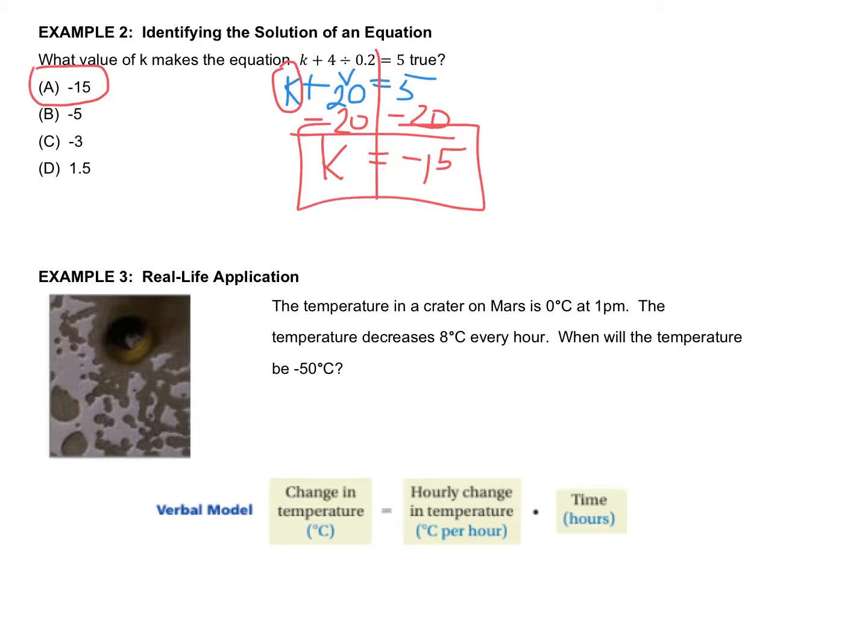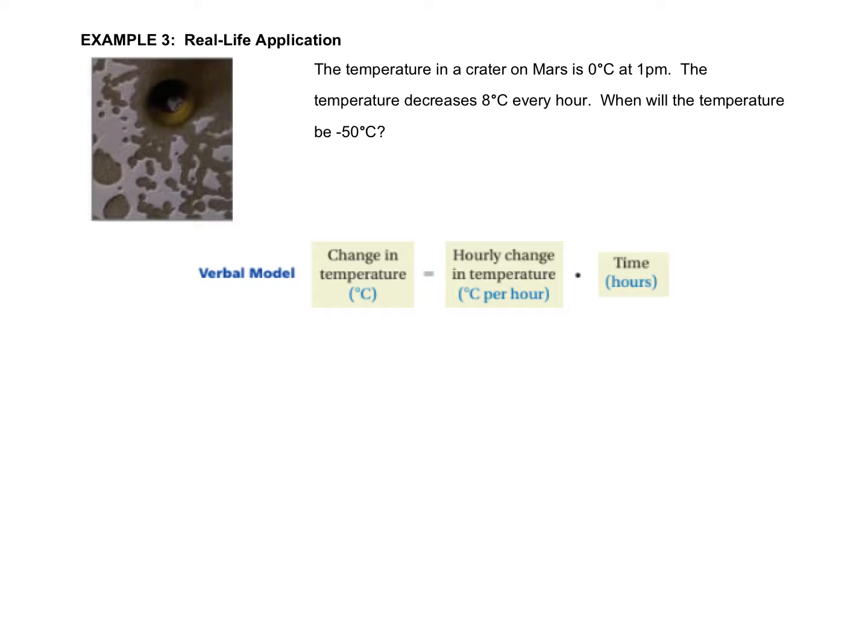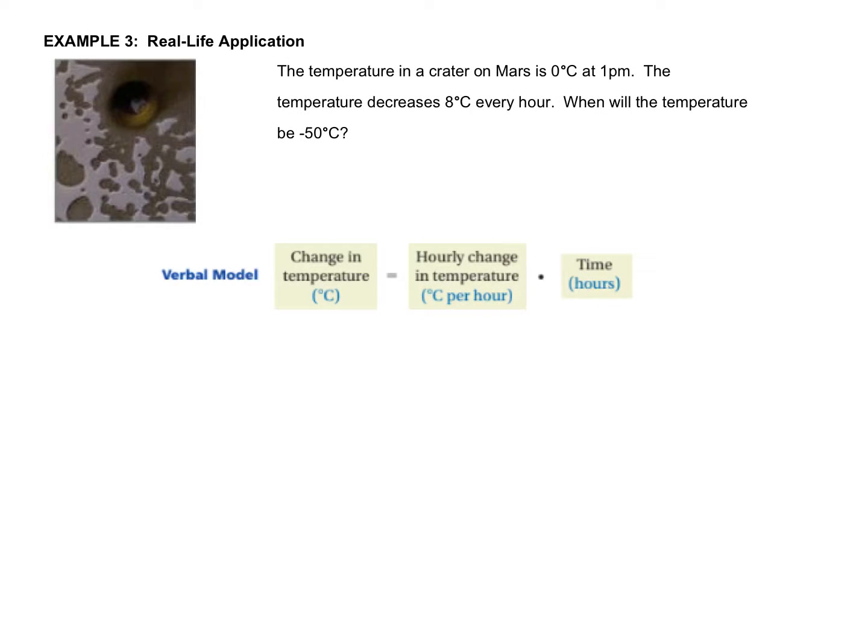Our last example, a little bit of a real life situation. So one of the things we want to look at is we have the temperature in a crater on Mars is 0 degrees at 1 p.m. The temperature decreases. That's something we want to understand what that word means. It decreases 8 degrees every hour. So not one time, every single hour.